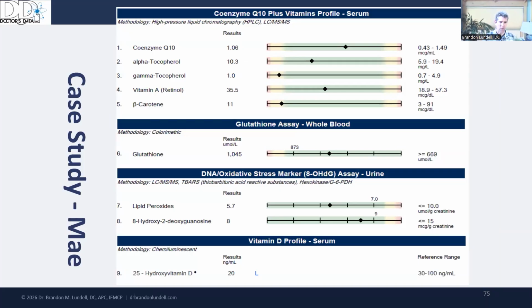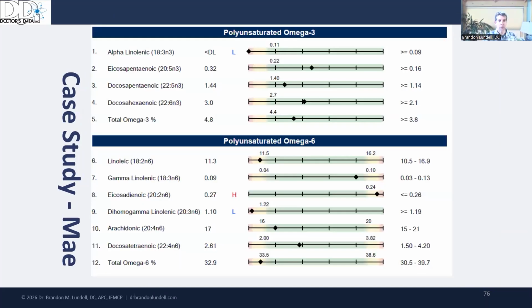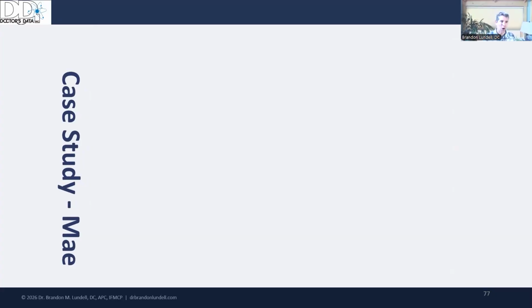Her glutathione levels, when someone's in an active disease state, we want these glutathione levels to be as high as possible. Her peroxides, her oxidative stress was pretty high, and another confirmatory test that her vitamin D was low. Her essential fatty acids were imbalanced, so on and on. We can go.